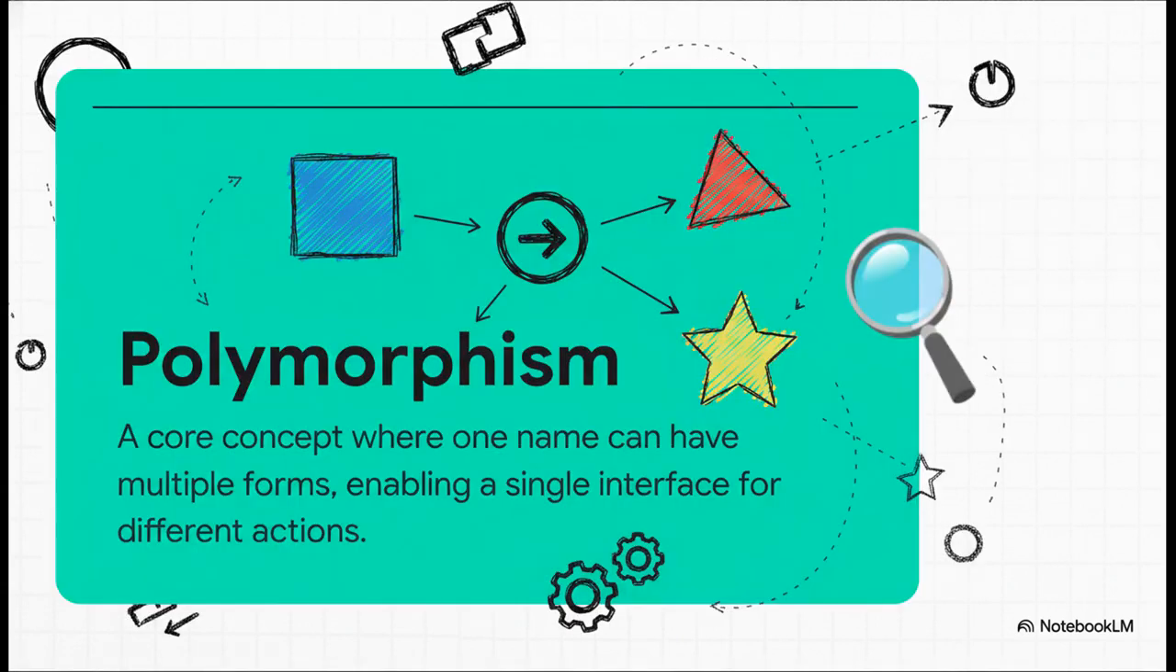And the answer is polymorphism. The name literally means many forms, and that's precisely what it delivers. It lets you have a single interface, like one function name, that can trigger a whole bunch of different actions, all depending on the context. This is what makes C++ so incredibly dynamic.